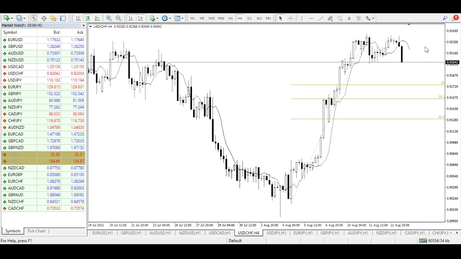I have taken an entry at 92.51 and this is a sell entry. There are two patterns on the 4-hour time frame of this USD CHF. One is double top and another one is called double repo.